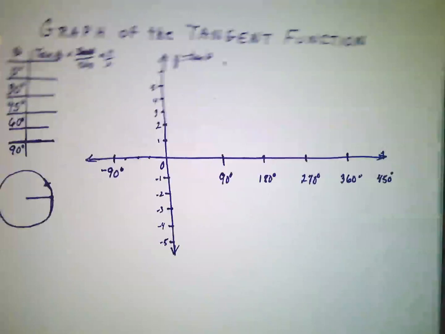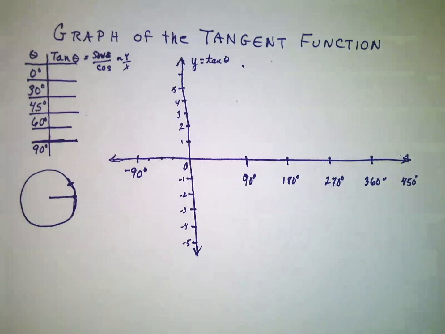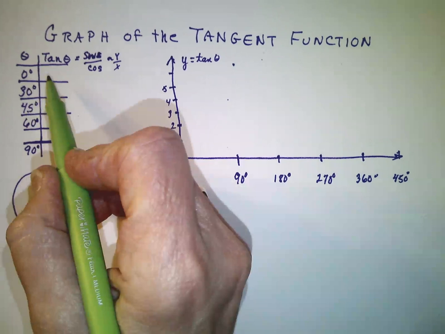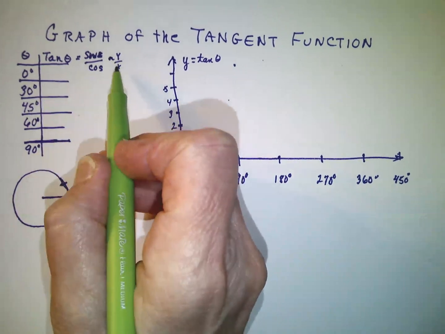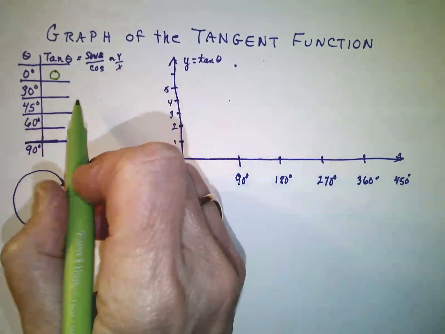So now we're ready to tackle the graph of the tangent function, and it won't look anything like the other two. Trying to remember here some of our basic functions. Basic values. The tangent for 0 degrees would be the sine of 0 divided by the cosine of 0, or the y over the x. And that, as you remember, was 0.